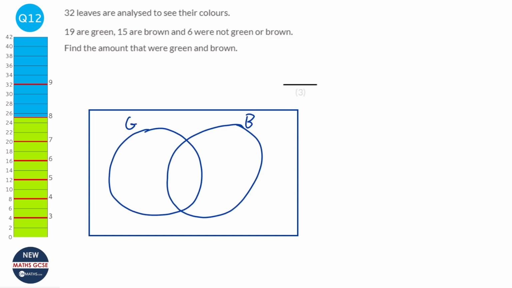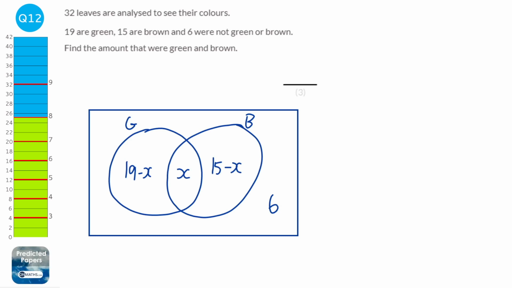And we're told that there are 19 green and 15 brown and 6 that were not green and brown. So the only number we can put in is the 6 on the outside of the Venn diagram. We're told that 19 are green, but we don't know which, either they're in here or a bit of both. So what we can do is label the center X, and we can say that there are 19 take away X just green, because they could have been both green and brown. And for the brown we can do the same, so it'd be 15 minus X.